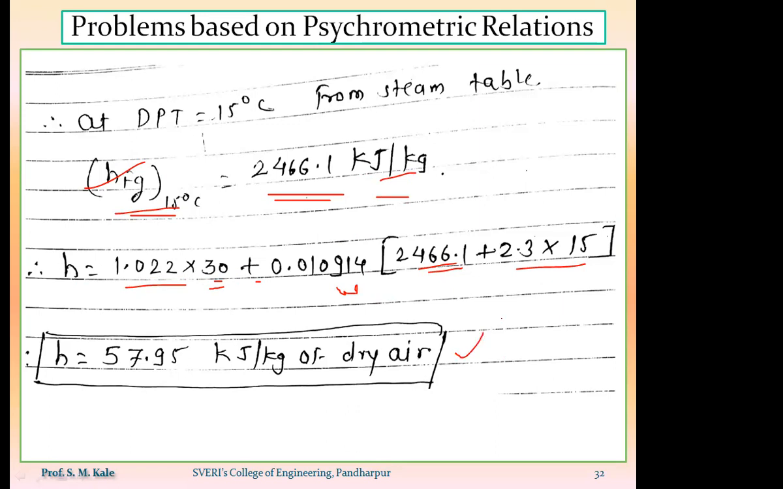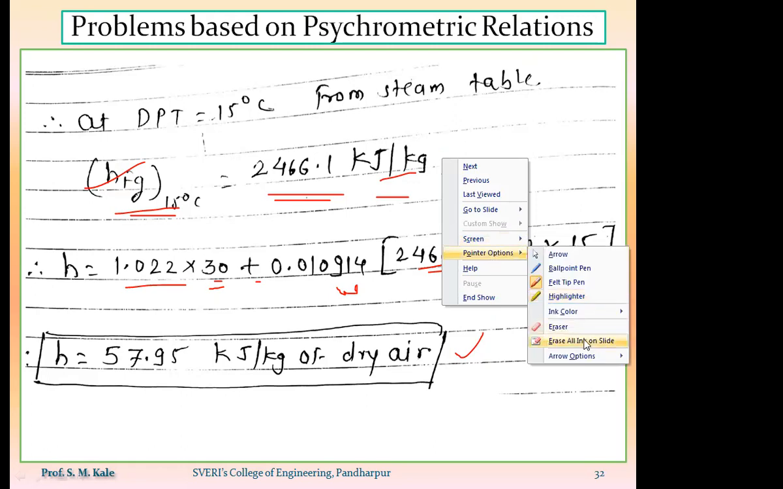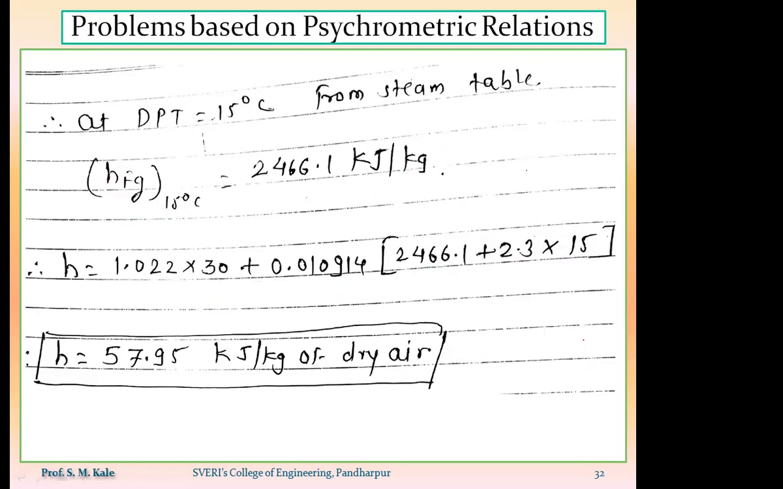Are you getting? So here initially we were knowing only two values, dry bulb temperature and wet bulb temperature. And based on those two values only, we have calculated all the remaining values of that atmospheric air. So here we have completed the problem. Have you understood how to solve the problem?